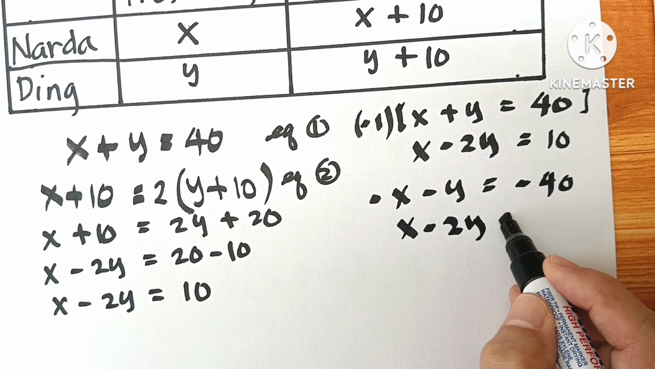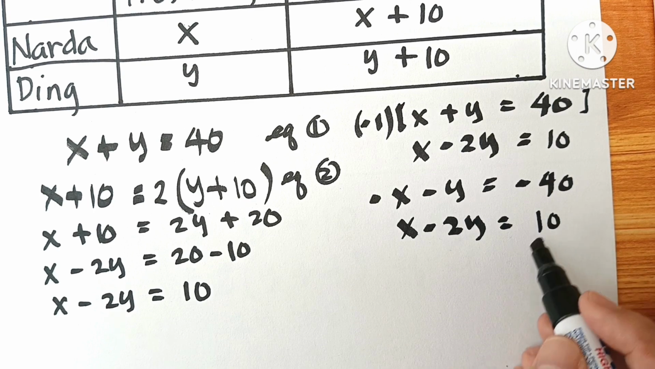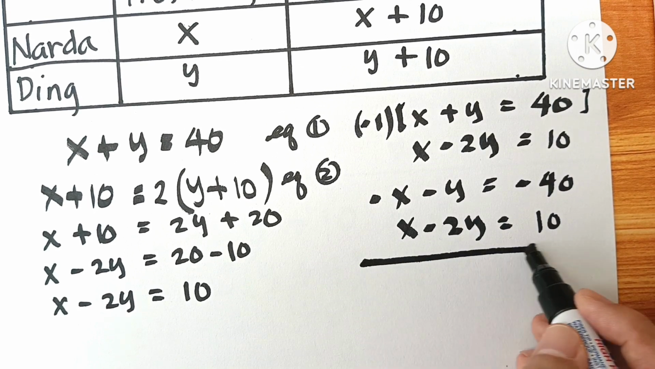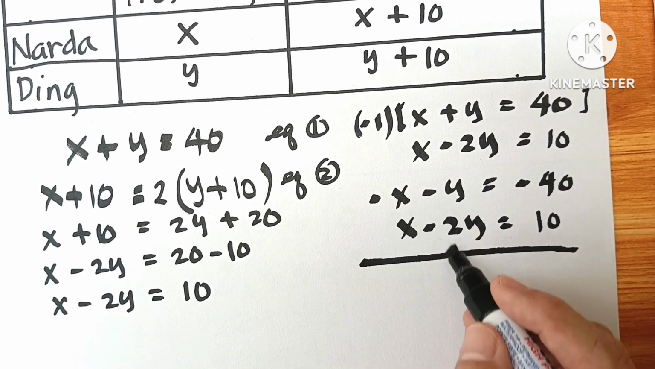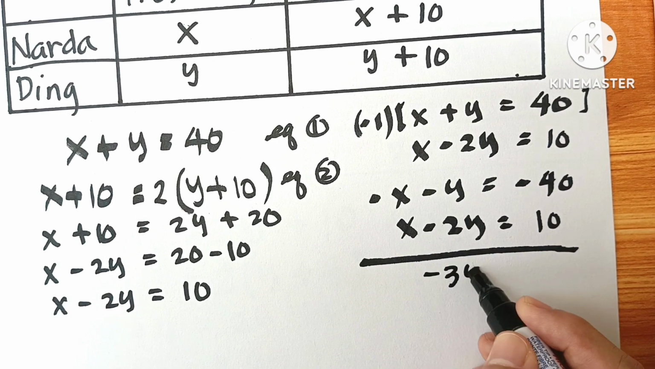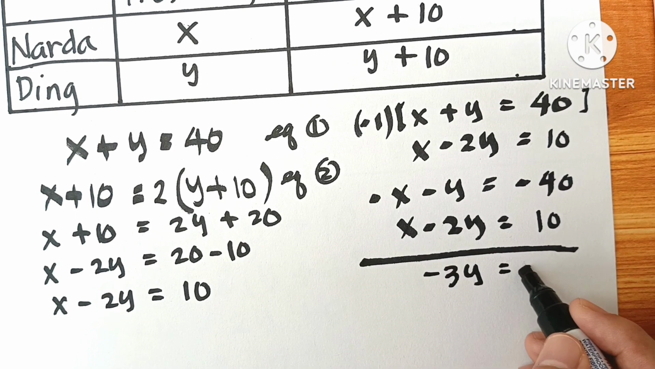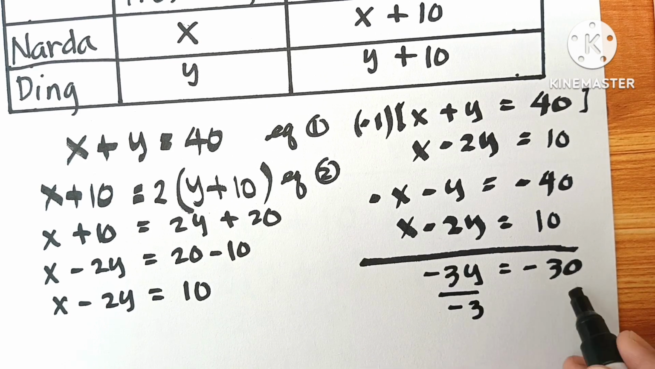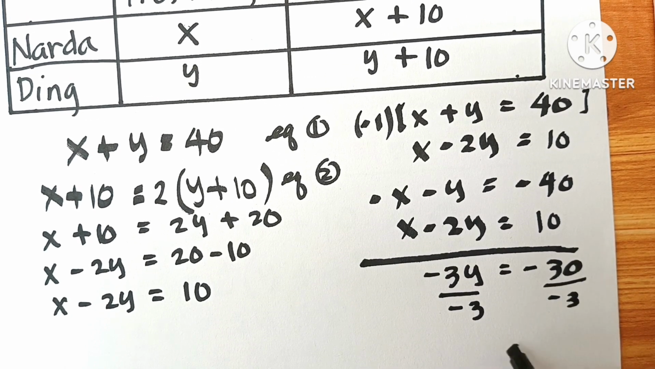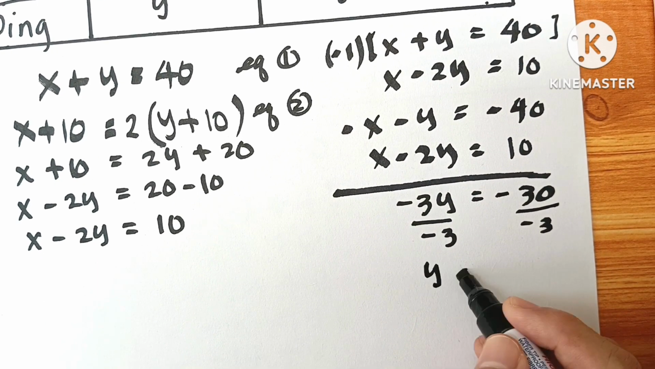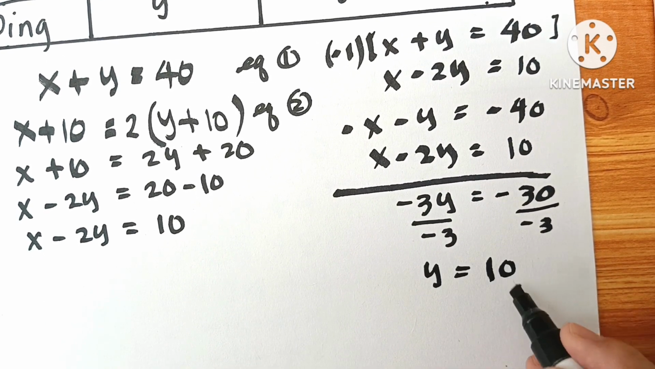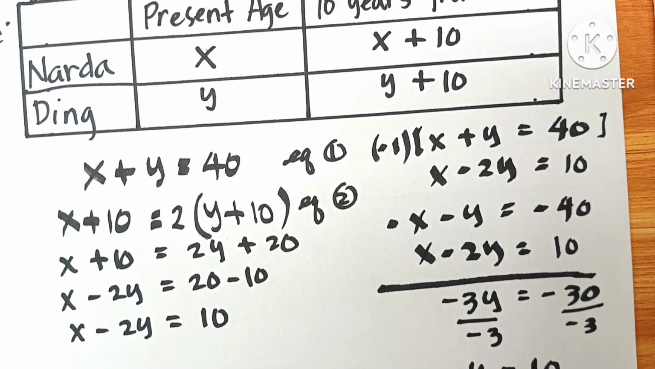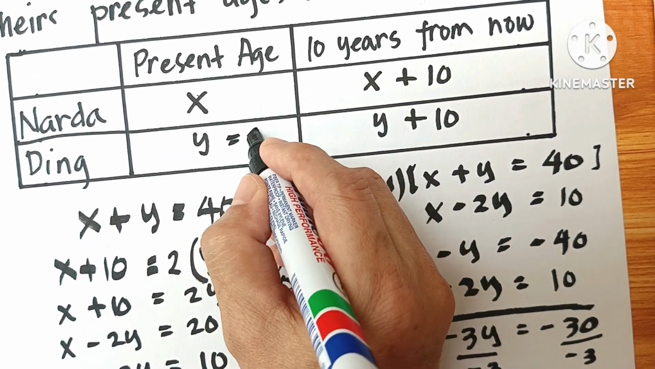Okay, now second equation, rewrite lang, x minus 2y equals 10. And then we add the two equations. X is eliminated. So we have negative y minus 2y is negative 3y. Negative 40 plus 10 is negative 30. And then divide both sides by negative 3. So y is equal to 10. So that would be the age of Ding, no?